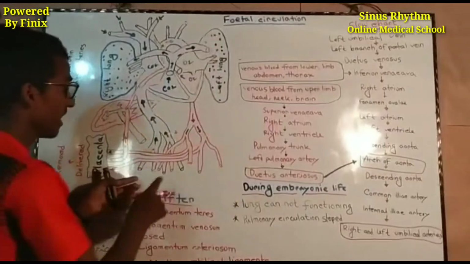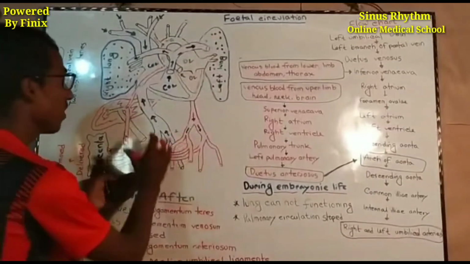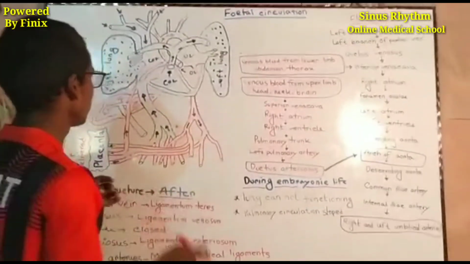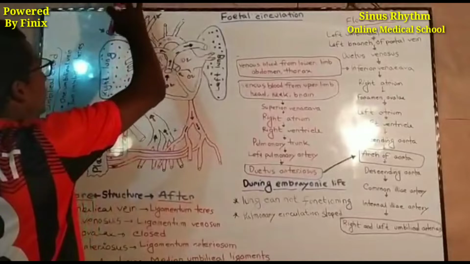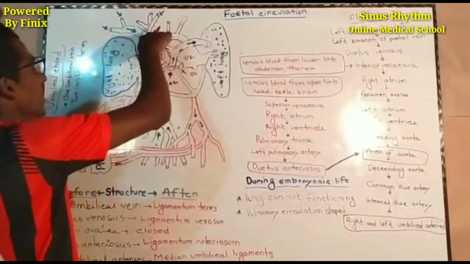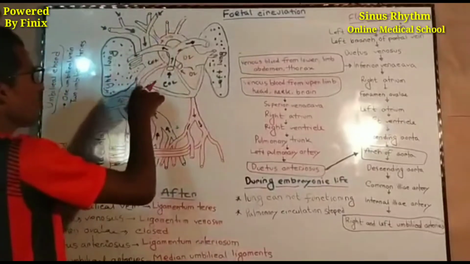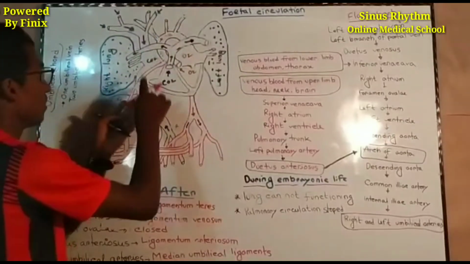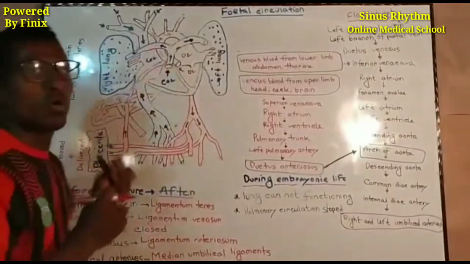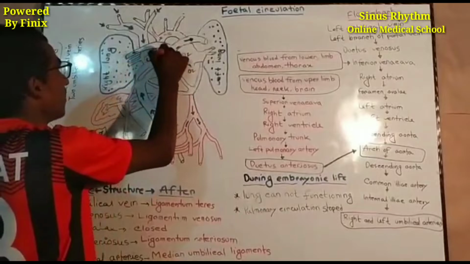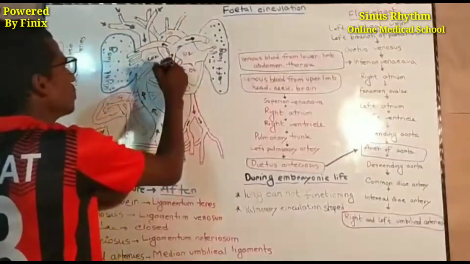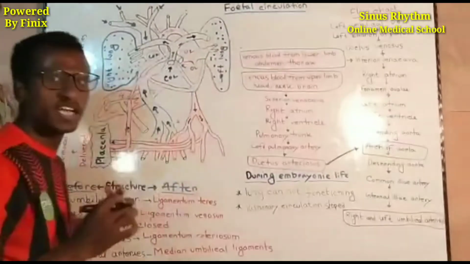Point to be noted that the venous blood from the lower limb and abdomen goes to the inferior vena cava, and also venous blood from the upper limb, head and neck goes to the superior vena cava. Both the superior vena cava and inferior vena cava blood drain into the right atrium. From the right atrium the vena cava blood goes to the right ventricle through the tricuspid valve.